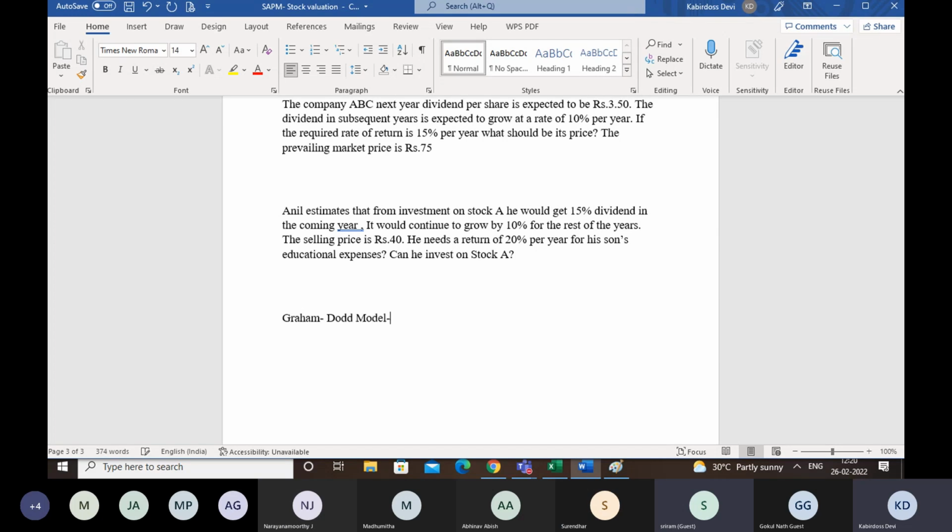So this model is also very important when it comes to a stock valuation model. I'll tell you what the Graham Dodd model is. There are two researchers, David Dodd and Benjamin Graham. Benjamin Graham is the person who was the teacher of Warren Buffett.